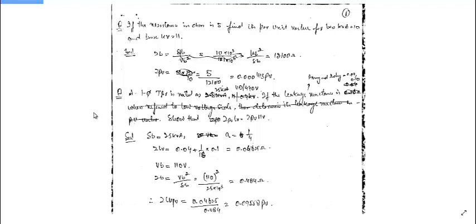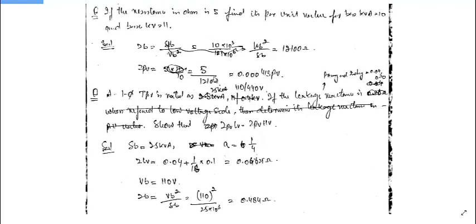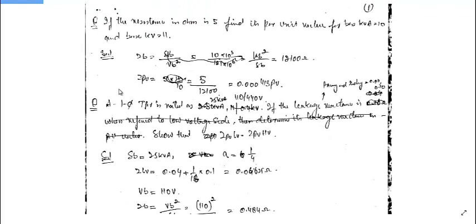We were discussing the per unit values, how to calculate different per unit values. So here we'll take up small numericals first, and after that we'll come to the question. The question is: if the actual value of the resistance is 5 ohms, find its per unit value for the base kVA of 10 and base kV of 11.